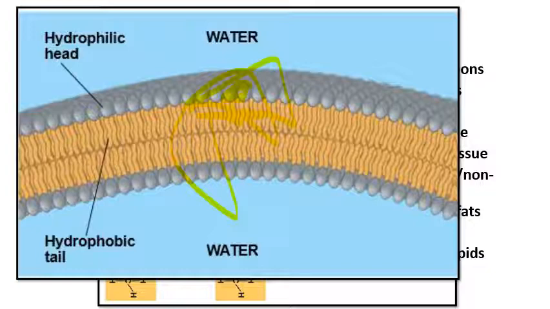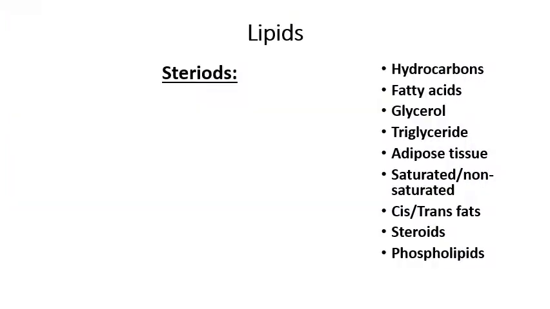Right? So all cells have a boundary on the outside, their outer shell, if you want to call it that. Their outer shell is made of a phospholipid bilayer.